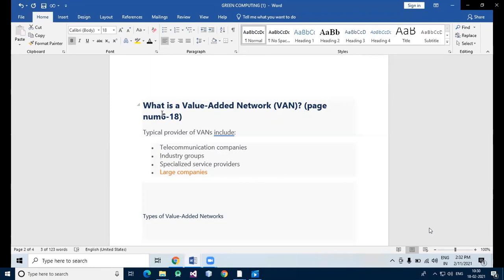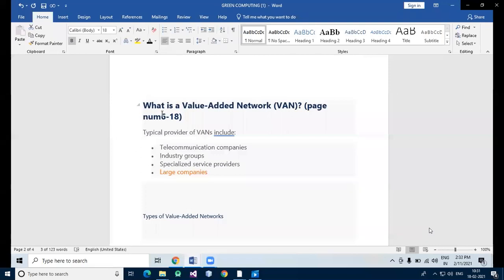Then the benefit of a VAN is secure and reliable transmission. It ensures secure transmission of company data, and the data is also received by the recipient. So a VAN is a closed network, which means that only members of the network can access data. VANs are not connected to the wider internet and use a different infrastructure. VANs include telecommunication companies, industry groups, specialized service providers, and large companies.